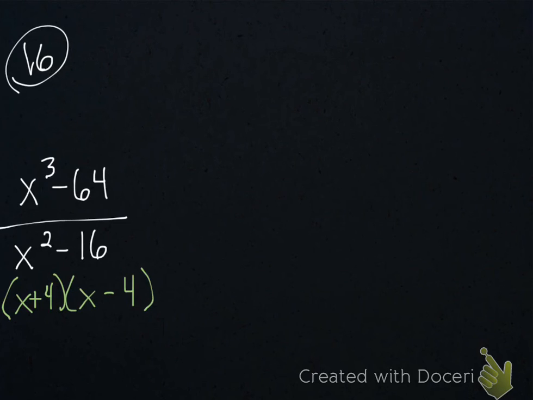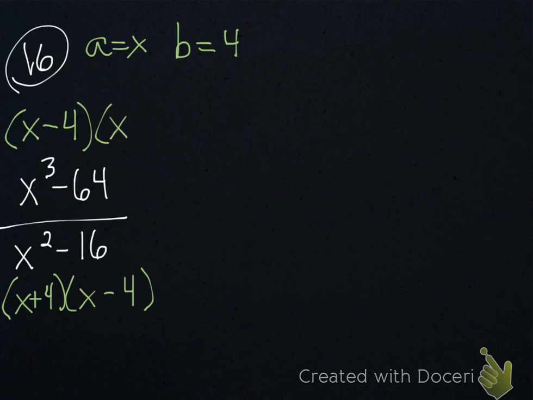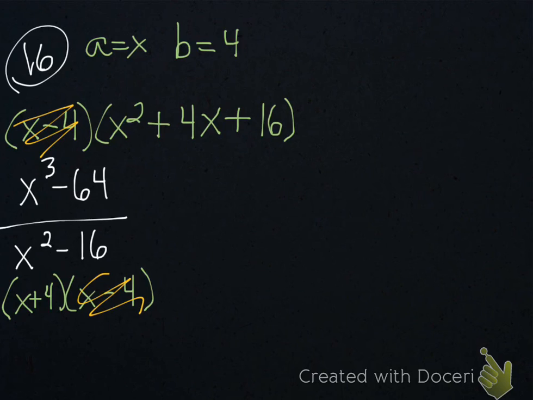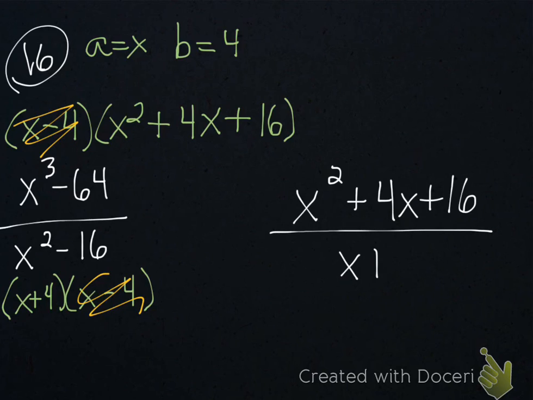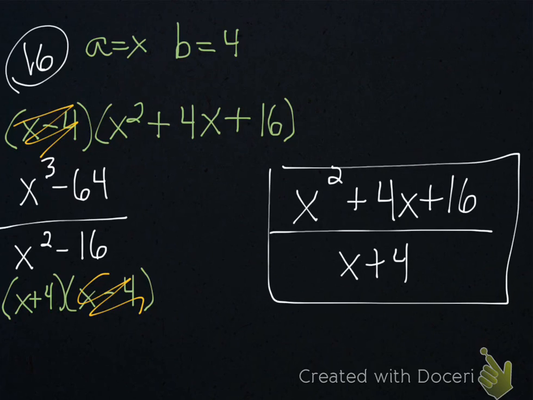Okay, so now let's look at our cube. A is going to be x. B is going to be what? What cube gives me 64? That's right, it's 4. So now, let's write it out. The binomial, x, same sign, minus 4. X squared, opposite sign, a times b, so it's just 4x. Always positive, 4 squared, 16. What's going to cancel? The x minus 4's. So what's left? That huge trinomial, x squared plus 4x plus 16 divided by x plus 4. Nothing else is going to cancel. That's our simplified rational expression. And this concludes all the practice problems for this lesson.